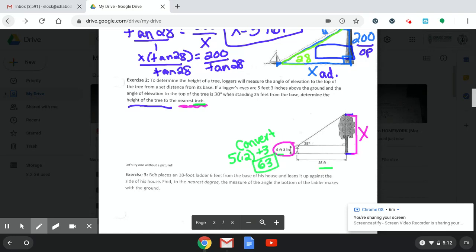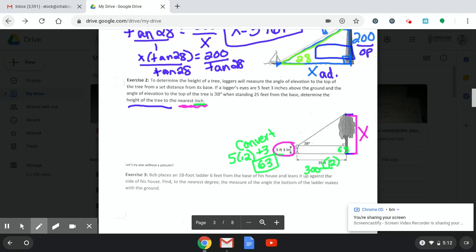Now we're not going to need that until the end. And I'm just going to bounce that over here as part of the rectangle, the opposite side. Our 25 feet, if we take 25 times 12 inches, we get 300 inches across.